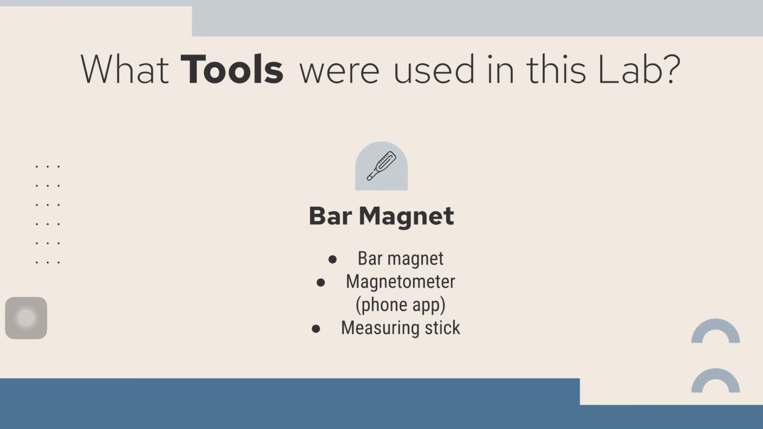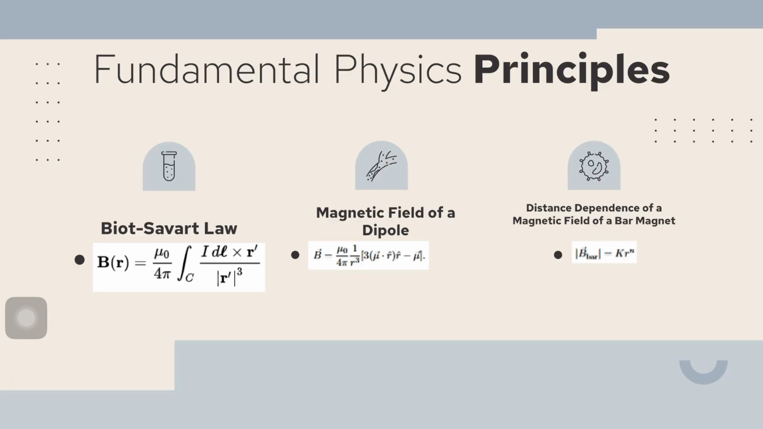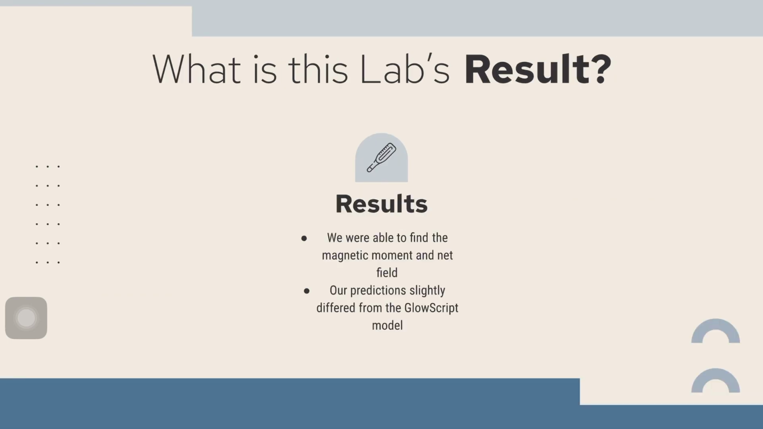The tools we used were a bar magnet, a magnetometer, which was just an app on our phone, and a measuring stick to measure the distance of the magnetic field. The physics principles we used were the Biot-Savart law, the magnetic field of a dipole, which is just a derivative of the Biot-Savart law, and the distance dependence of a magnetic field of a bar magnet equation. The lab's results were we were able to find the magnetic moment and net magnetic field of the magnet, and our predictions slightly differed from the GlowScript model, but they were fairly similar.